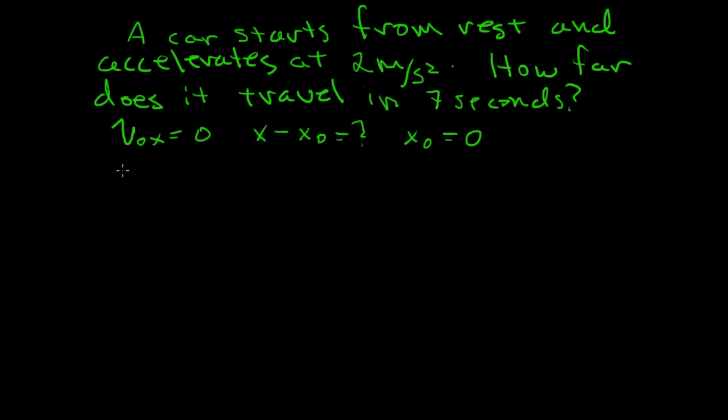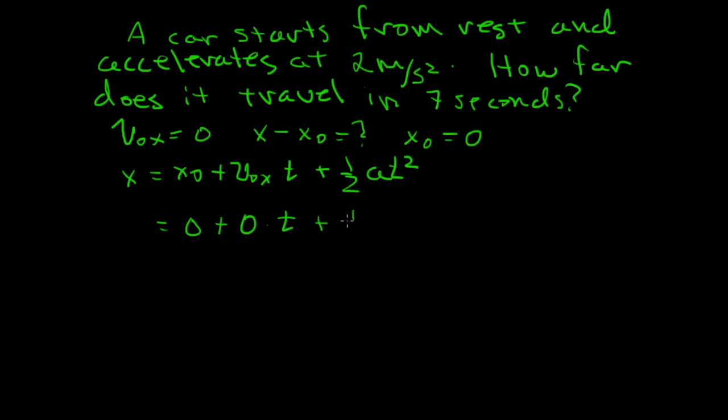And so then we can just go to our equation and say, look, x equals x naught plus v naught x times time plus 1/2 times the acceleration times time squared. And when we start filling stuff in, we get a 0 plus, since it started from rest, 0 times time plus 1/2 times 2 meters per second squared times 7 seconds squared. And so that gives us the distance traveled, or its final position in this case, is 1/2 times 2, which is 1, times 7 squared, which is 49. The seconds squared cancel, and we get 49 meters. Let me clean that up just a little bit.